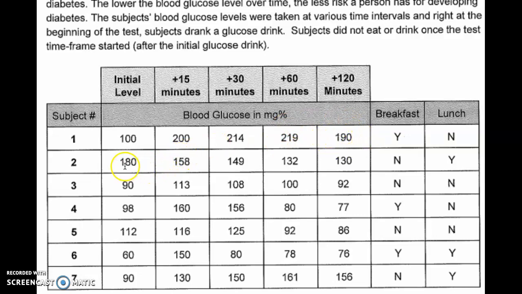All right, over here for subject 2, they started really high. Maybe it's because they had lunch. And then even with drinking the drink, this is the only person where their glucose didn't go up after 15 minutes. So that leads me to believe that they're probably not at high risk for diabetes. They have in general high levels, but they do trend downward.